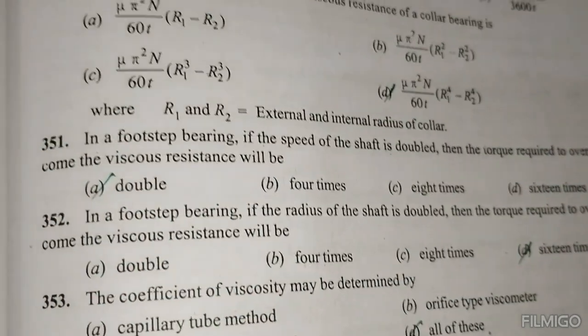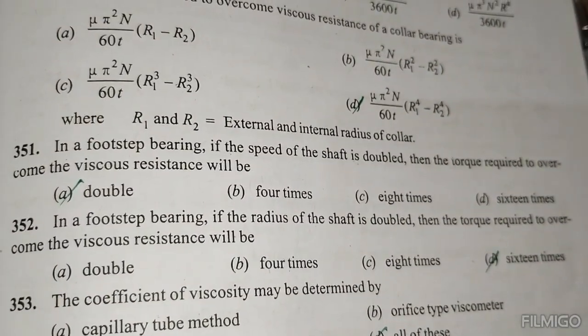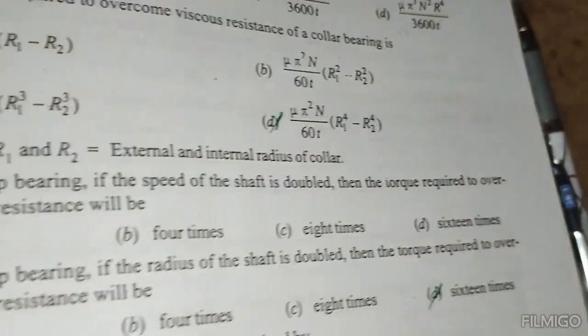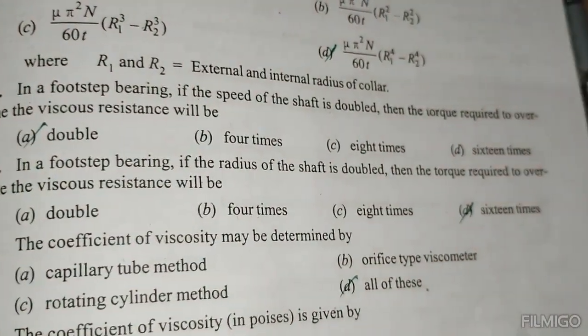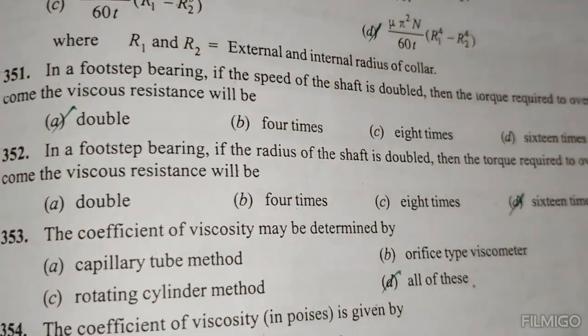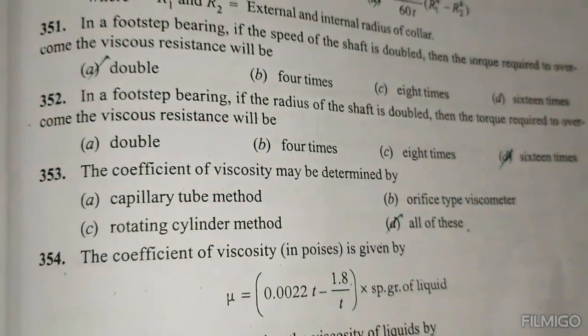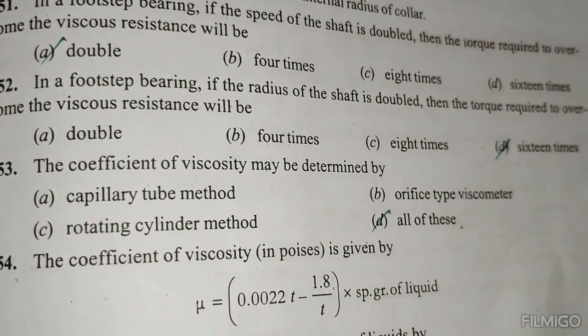In a footstep bearing, if the speed of the shaft is doubled, then the torque required to overcome the viscous resistance will be doubled. In a footstep bearing, if the radius of the shaft is doubled, then the torque required to overcome the viscous resistance will be 16 times. The coefficient of viscosity may be determined by all of the above.